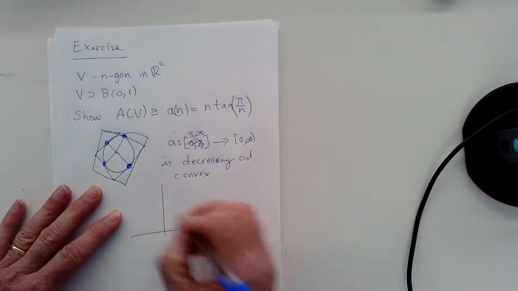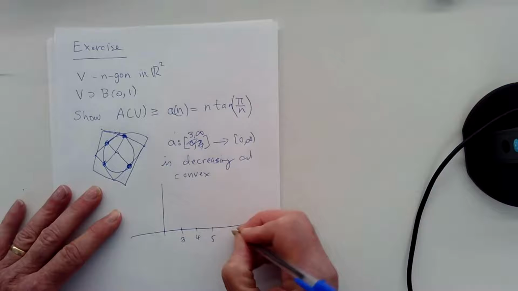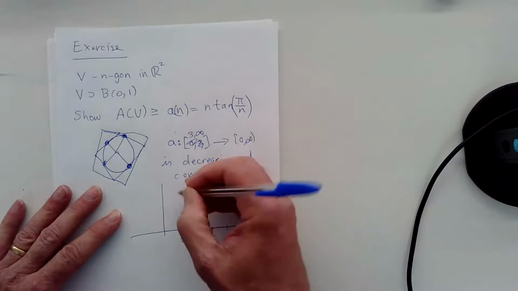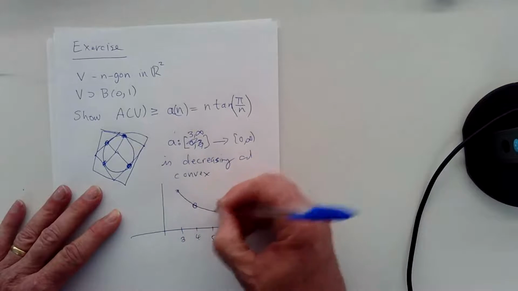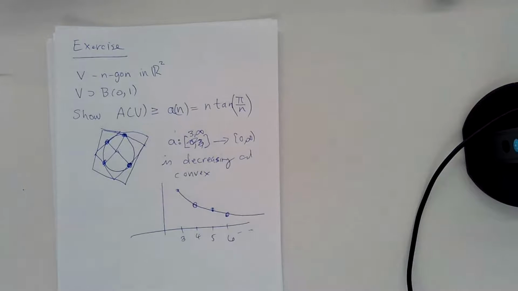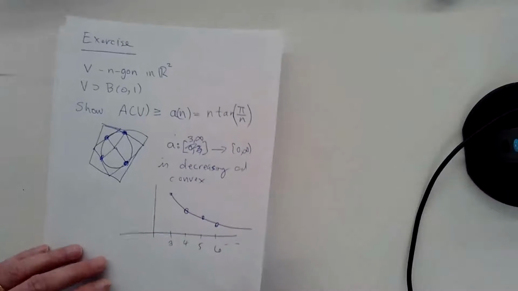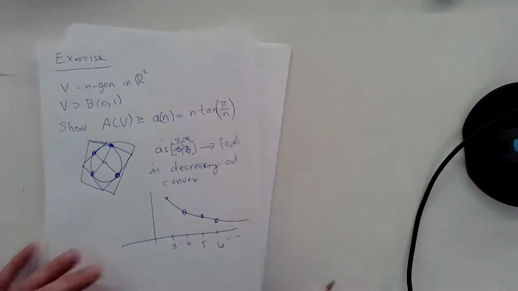So here is 3, 4, 6. A is defined for any value of n, say bigger than 3, but we only care about it on the integers. Okay, convex and decreasing. So we're going to use the convexity of A in the following argument.